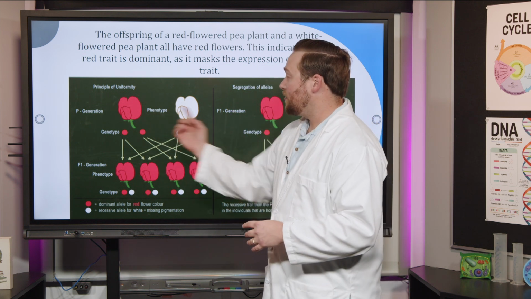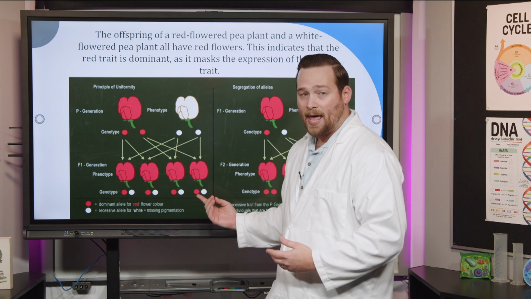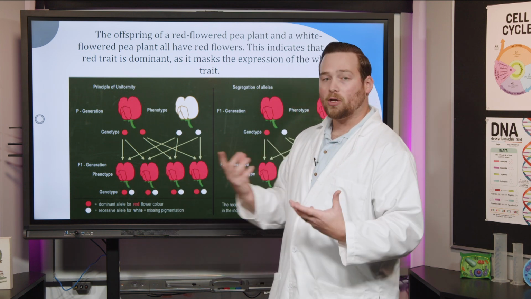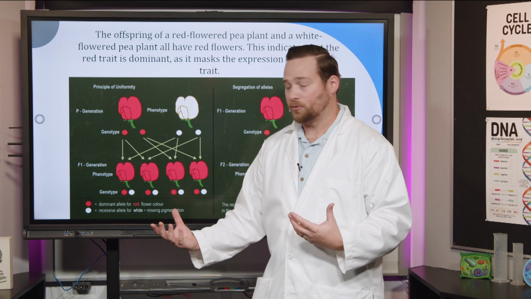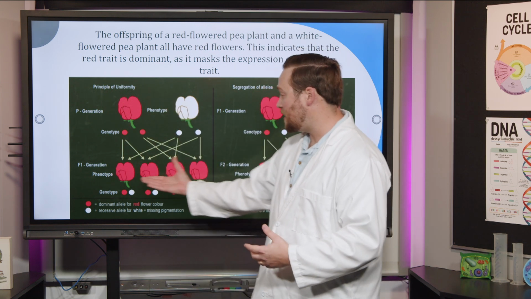Okay, when they cross, when they mate, all of their offspring are red. And so that's telling somebody, now that we know that some traits are dominant and some are recessive, well, the red one must be the one that's dominant, right? Because none of these are white.